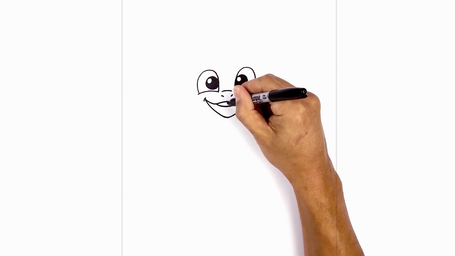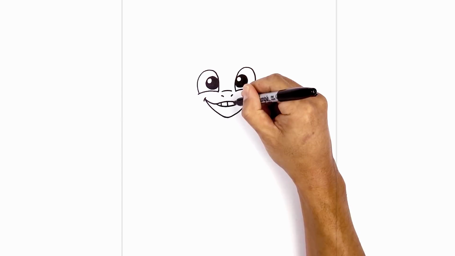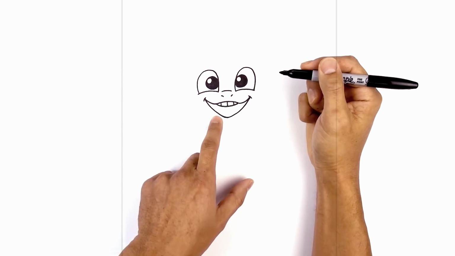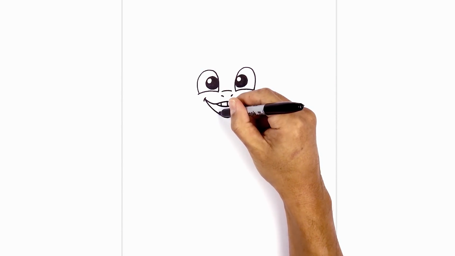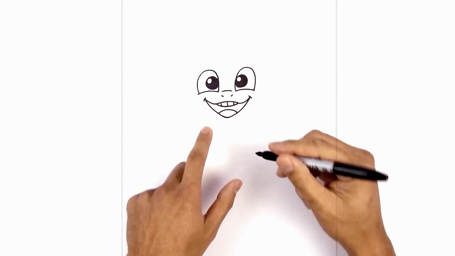Now let's add some teeth. So in the middle, I'm just going to draw one straight line, move over towards the left, draw another line, and then one on the right. Along the bottom, we're going to add the tongue. So on the left side, we're going to curve up in the middle, and then down on the right. Let's go ahead and fill the inside of the mouth in black.